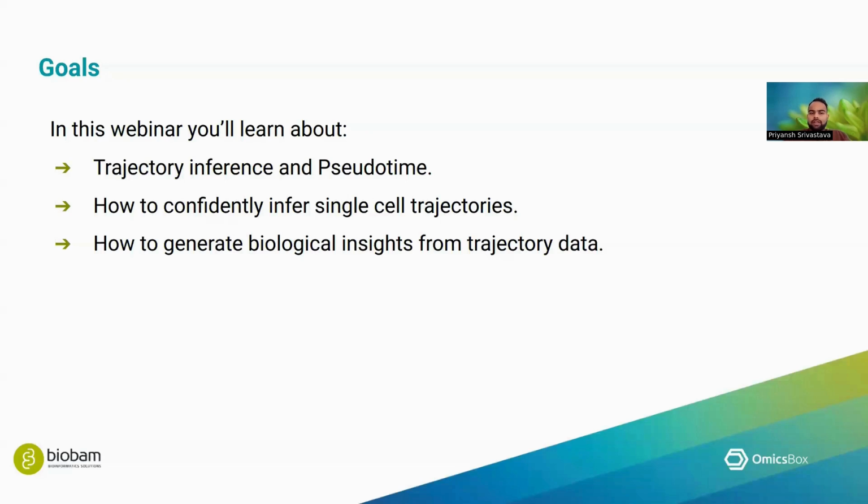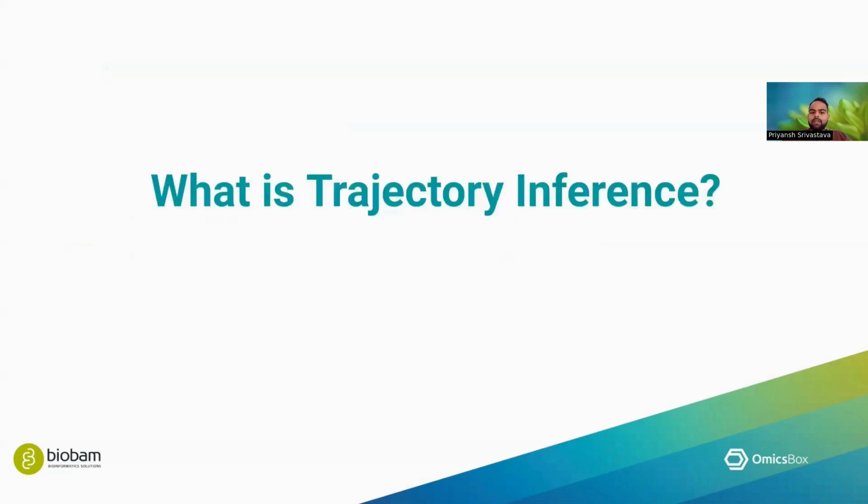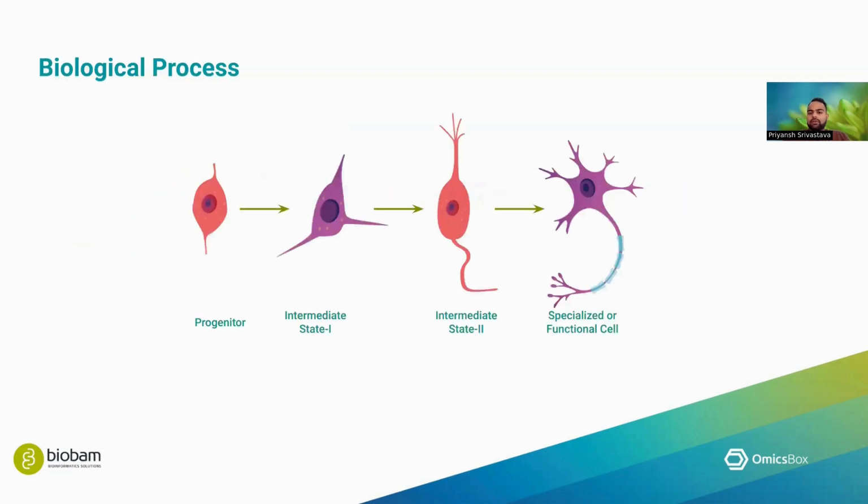So the goal of this section is to first understand what pseudotime is and what trajectory inference is, and how you can confidently infer single-cell trajectories. And once you have inferred them, how you can generate biological insights in OmicsBox. So let's first start the discussion with trajectory inference.